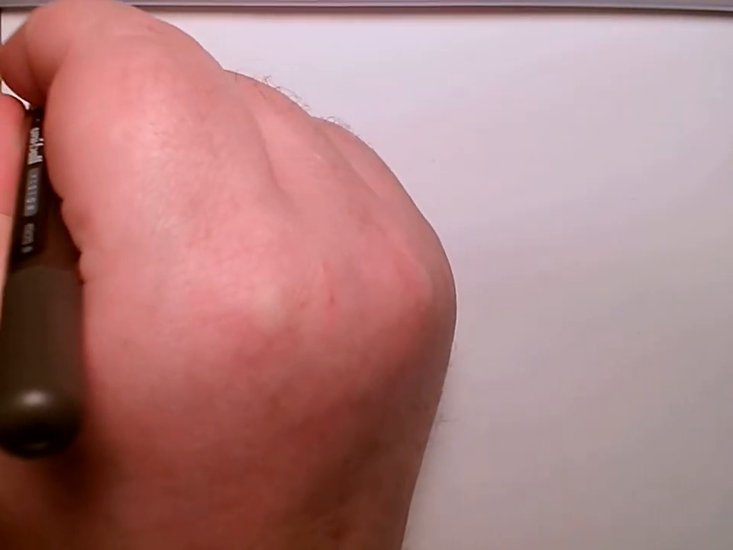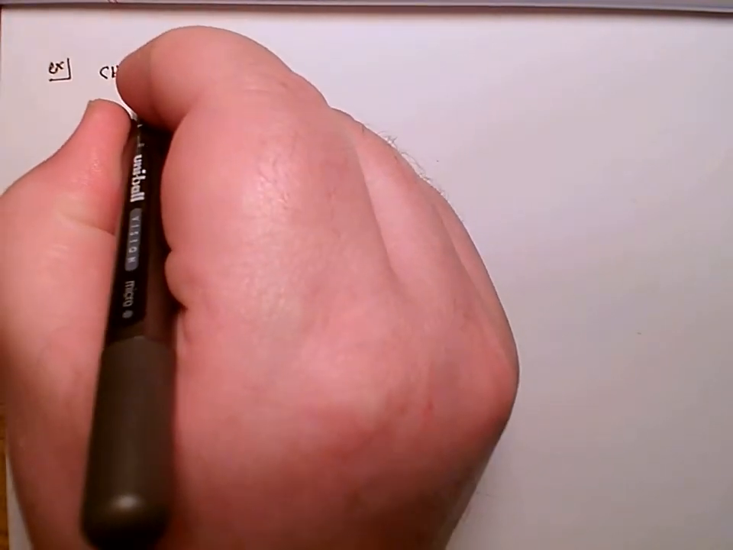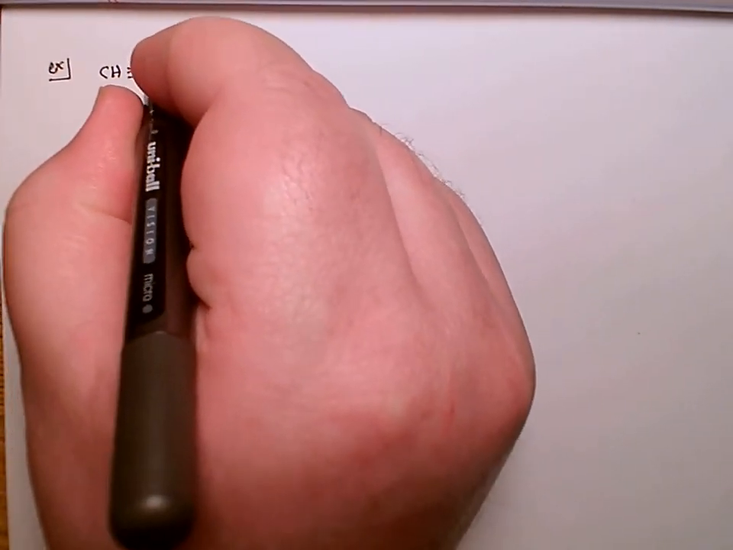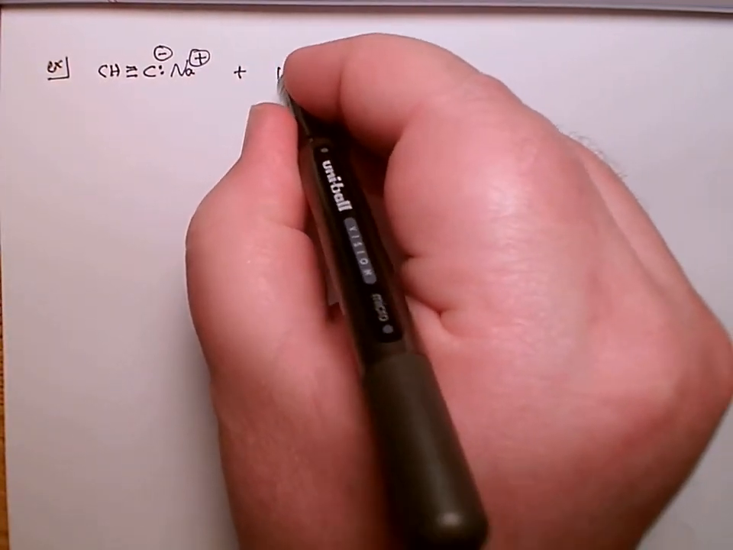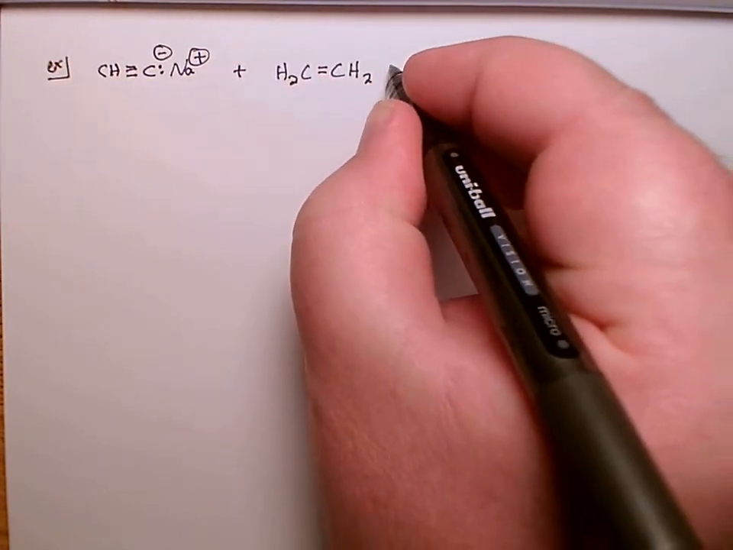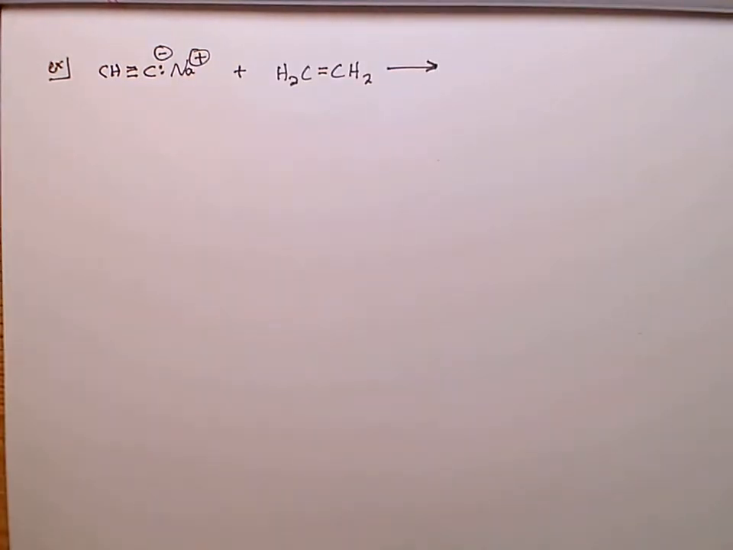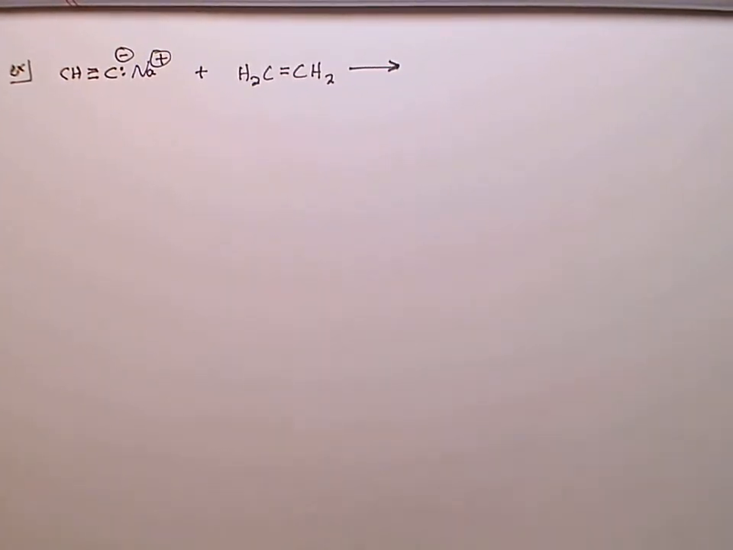For example, let's take, I don't know, how about HC≡C⁻ Na⁺ plus H2C=CH2. And the question, one you might find on an exam, is what are the products of the reaction and does the equilibrium lie to the left or to the right?